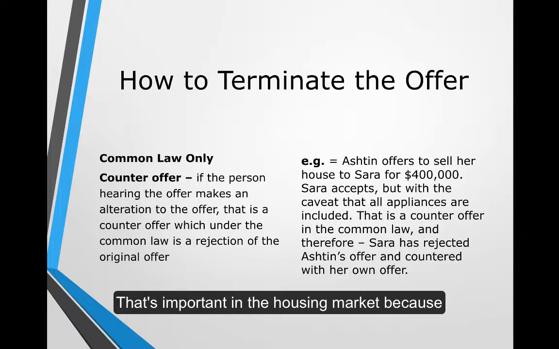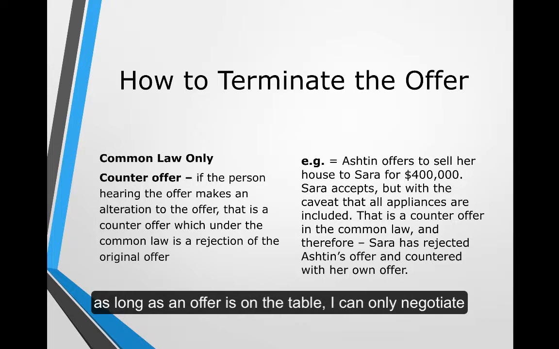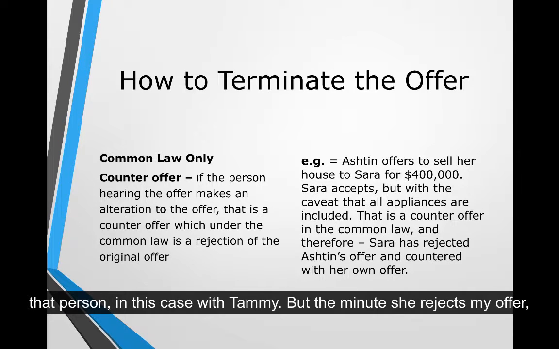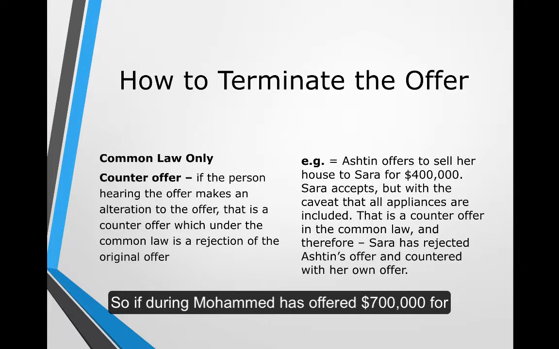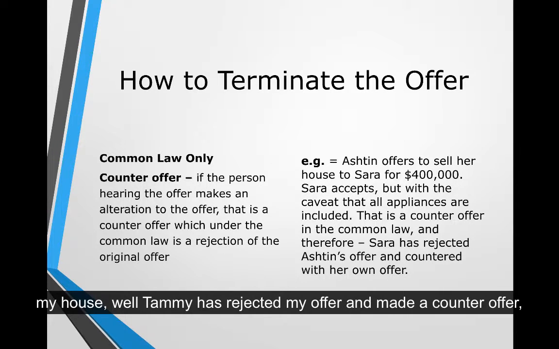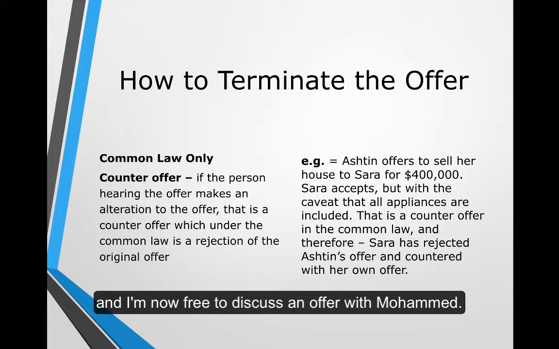That's important in the housing market because as long as an offer is on the table, I can only negotiate with that person, in this case with Tammy. But the minute she rejects my offer and starts a new one, I'm free to negotiate with anyone. So if during that time Mohammed has offered me $700,000 for my house, well, Tammy has rejected my offer and made a counteroffer. I'm now free to discuss an offer with Mohammed.